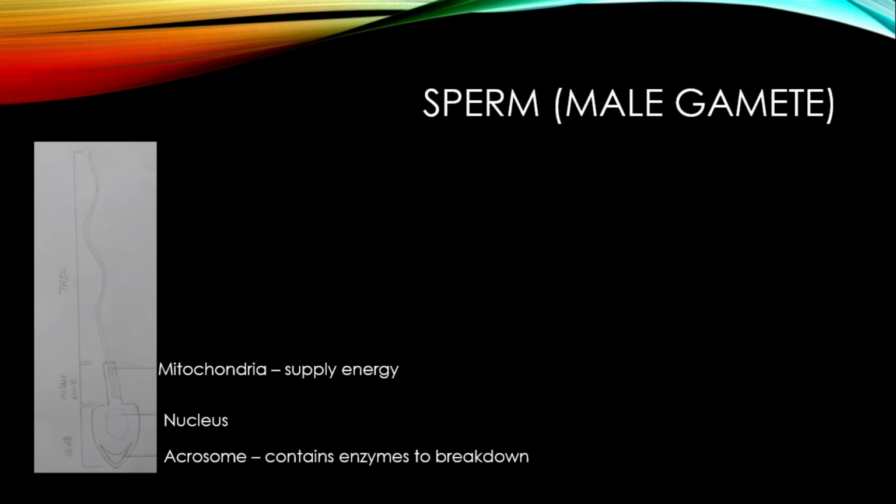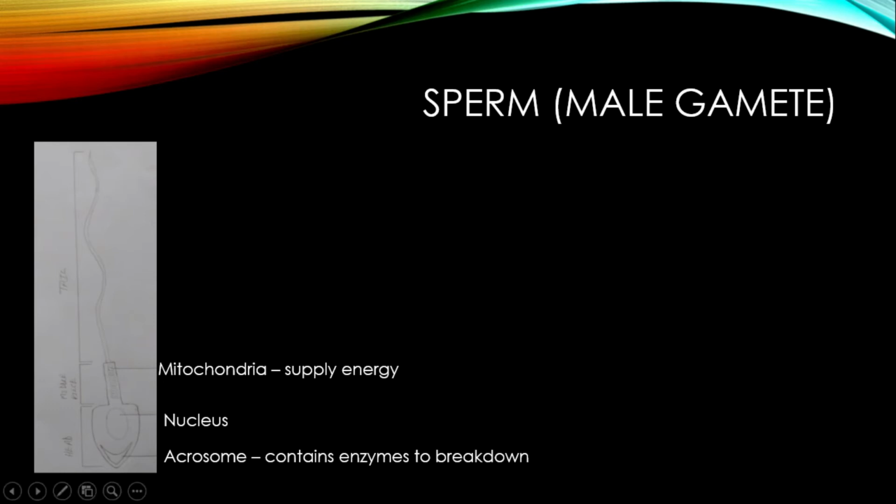Here we have this sperm cell, or we call it the male gamete. Now, it's very important that you understand the structural makeup. So this long area here is called a flagellum, and it's the tail. And then we have a middle area here, and in this middle area we're going to find the mitochondria, and it's the mitochondrion that is supplying energy.